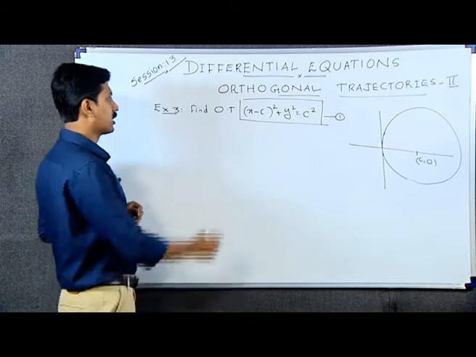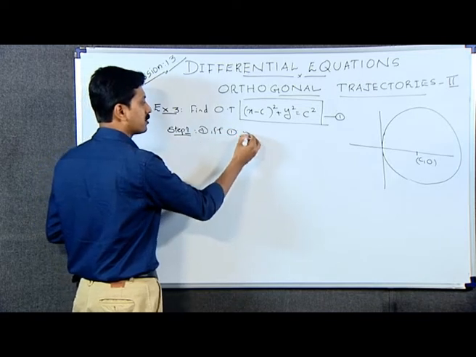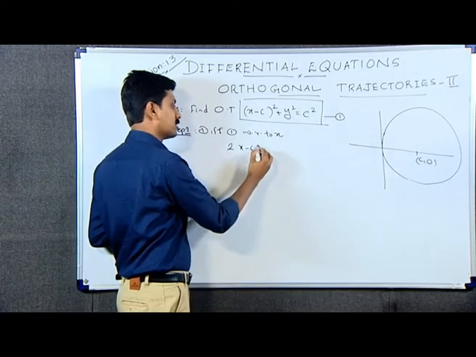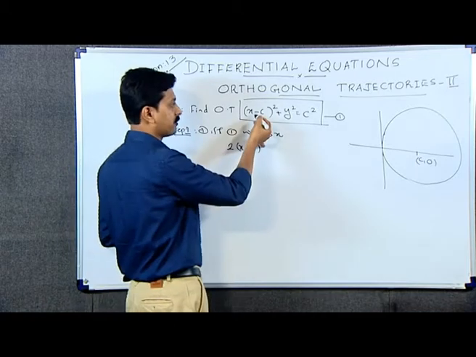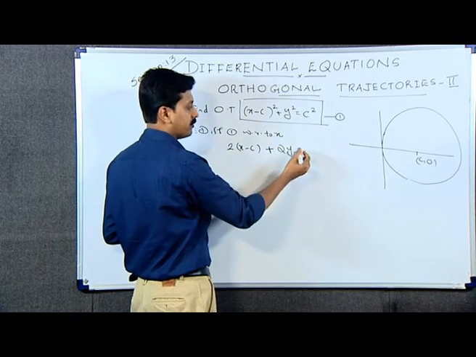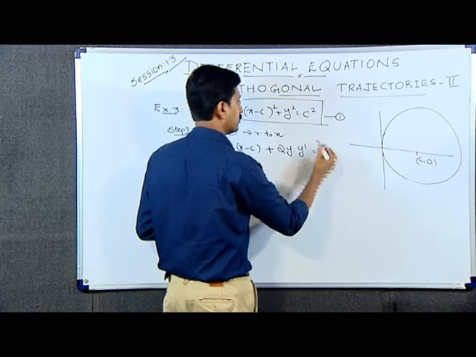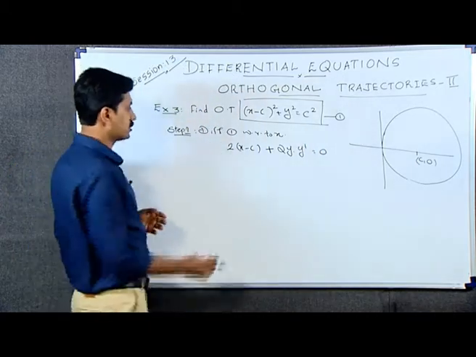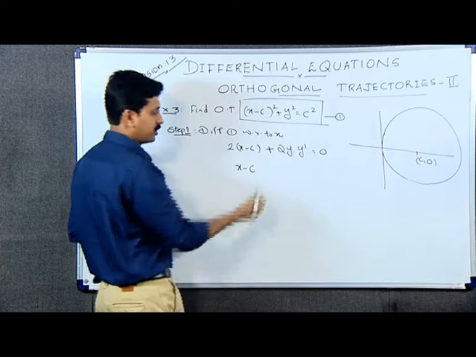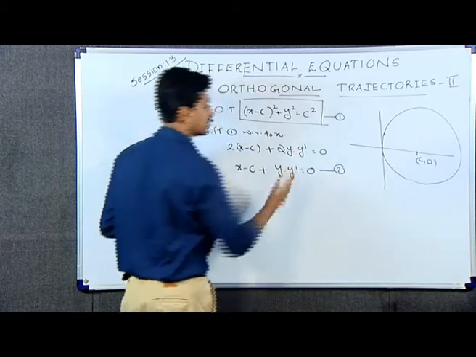As done earlier, in step 1 we differentiate 1 with respect to x. We get 2 into (x minus c), since the derivative of x is 1 and the derivative of c is 0. As well as for y square, we get 2y, and since we are differentiating y with respect to x, its derivative y dash appears, and the derivative of c square is 0. We have 2 on both sides, so taking 2 out, we get x minus c plus y y dash equal to 0. This is equation number 2.